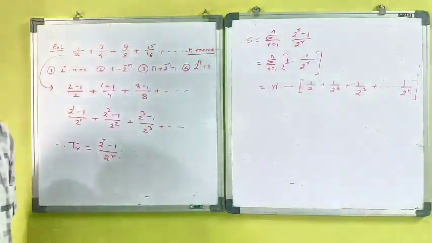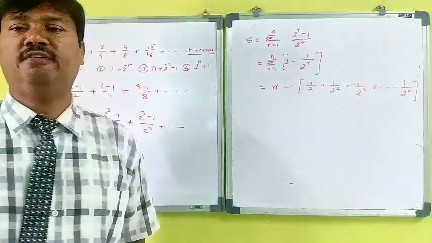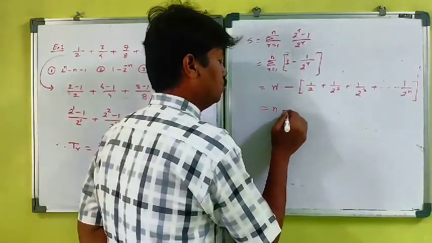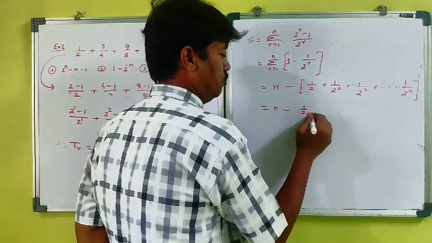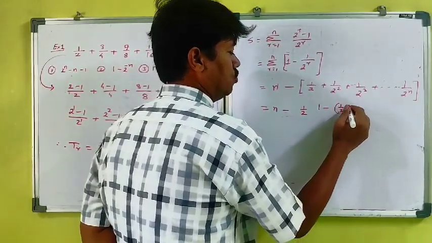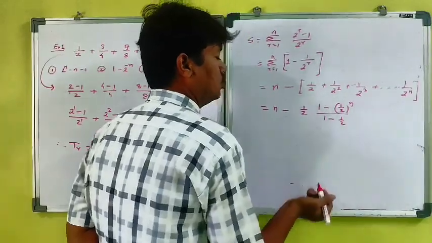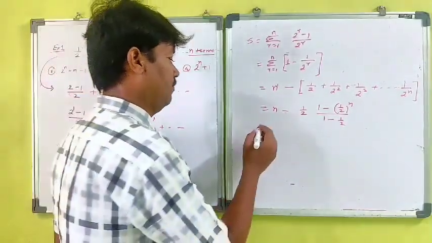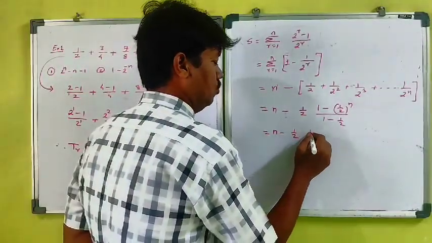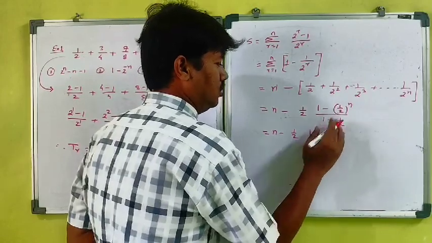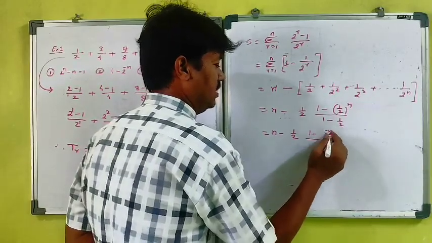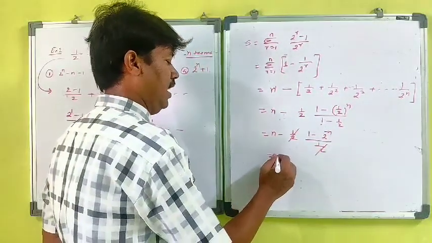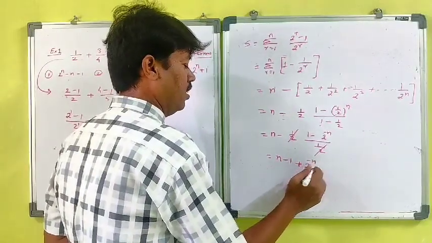Which is in GP, geometric progression of n terms with the common ratio 1 upon 2. So using that formula, 1 upon 2 as a common ratio, the first term is 1 by 2, 1 minus 1 upon 2 raised to n upon 1 minus 1 upon 2. That is the formula for Sn for geometric progression. So it is n minus, 1 minus 1 upon 2 raised to n is nothing but 2 raised to minus n here, and this 1 minus is again 1 by 2. So 1 by 2 gets cancelled. So the answer will be n minus 1 plus 2 raised to minus n.